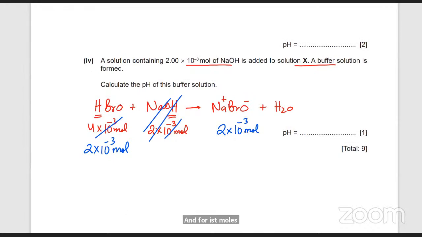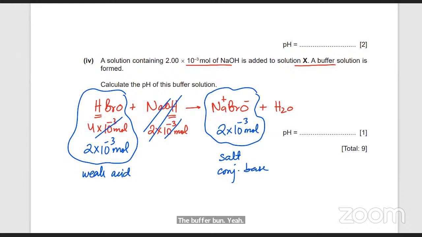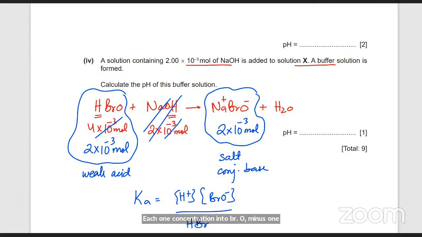Yes, sir. So now, what is in your solution at the end? It's the salt, that is the conjugate base, and the weak acid. So, a buffer has been formed, right? Meaning its conjugate base. So now your expression, your expression for K was what? It was H plus 1 concentration into BrO minus 1 concentration divided by HBrO concentration. Okay, BrO minus 1 and HBrO concentration are exactly the same. So they'll get cancelled out. So basically your K is equal to your H plus 1 concentration.